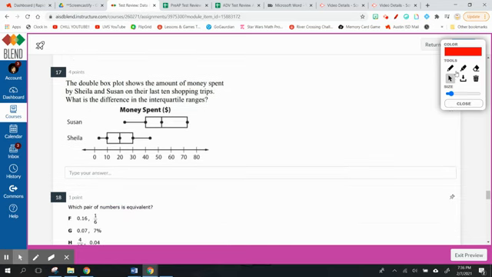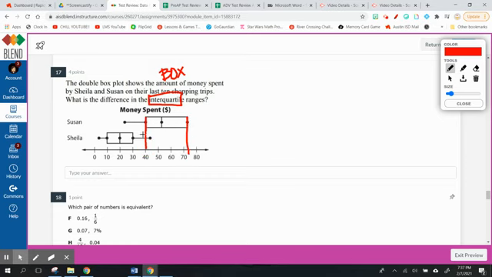Oh, double box plots. All right, the double box plot shows the amount of money spent by Sheila and Susan on their last 10 shopping trips. What is the difference in the interquartile ranges? All right, interquartile is a fancy word for the box. Okay, so this means we want the difference of the interquartile ranges for both of them. So that means we want the high minus the low.